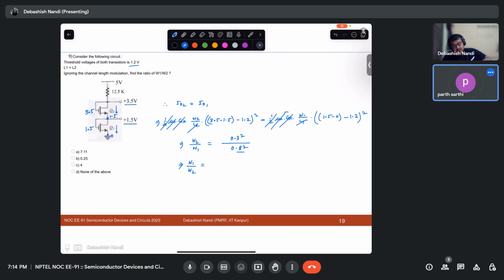This is W2, this is W1. W1 will come in the denominator. So W1 by W2, just reversing that, will be 0.8 times 0.8 over 0.3 times 0.3. That will be 64 over 9. So 9 sevens are 63, so it will be around 7.1 something. So W1 by W2 would be 7.11.